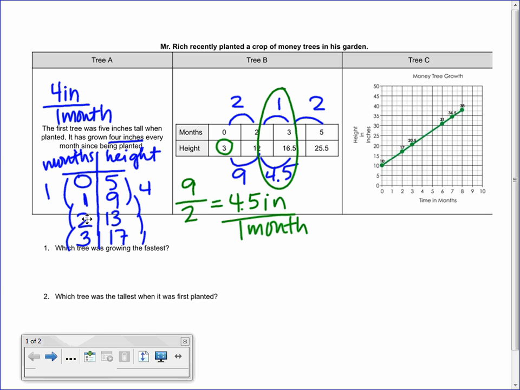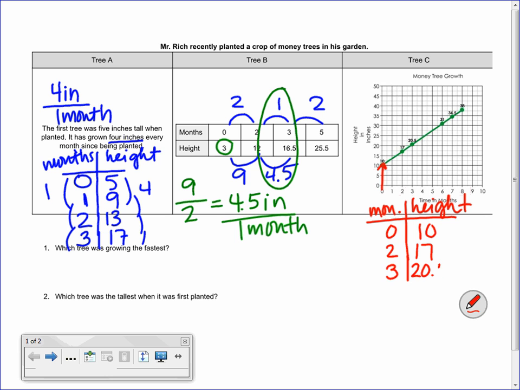Then our last one is our graph. I'd like to see it more in a table format. So here we have 0, 10, then we have 2, 17 is the next point, 3, 20.5, and I could keep going, but again, I have enough to help me. So here we're going by 2, here we're going by 7. So 7 divided by 2 would be 3.5 inches every month.